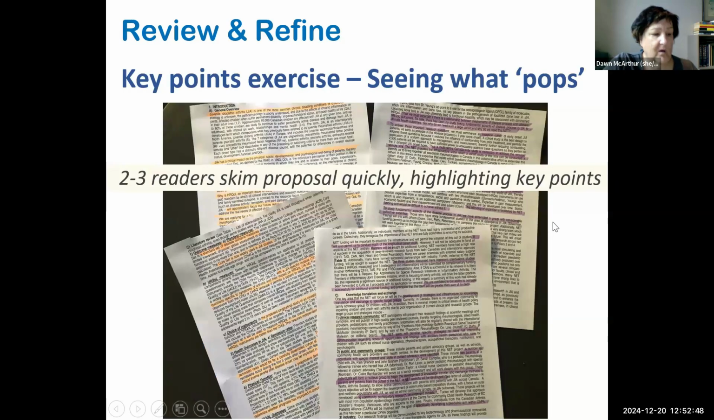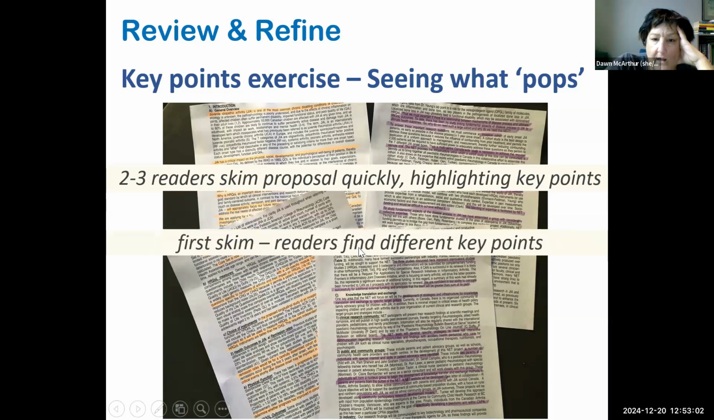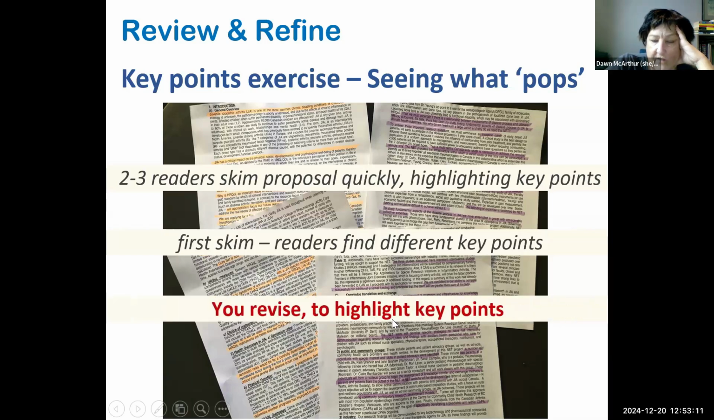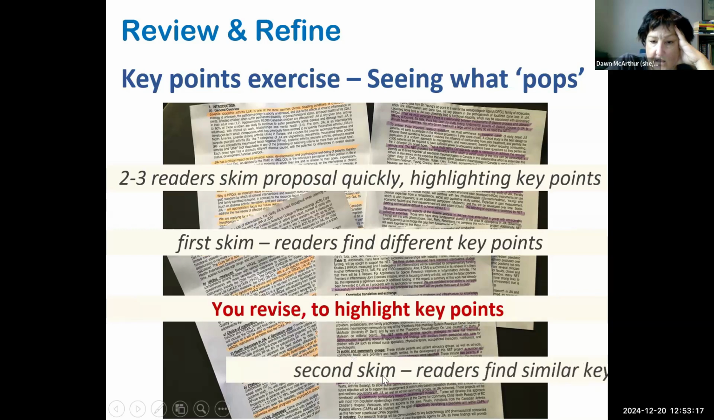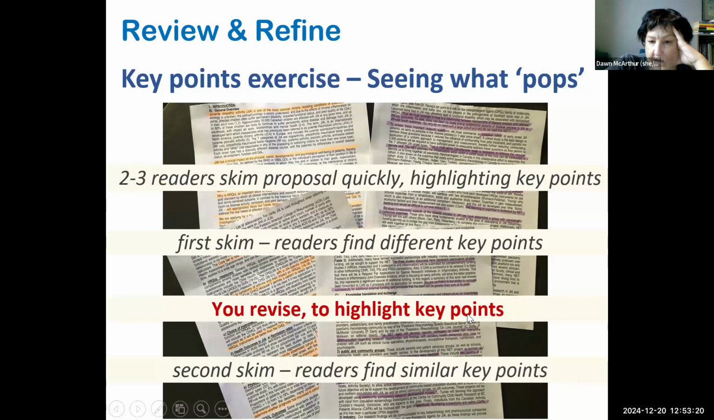I'm going to tell you about one of the exercises we do, which is called the key points exercise. You ask 2 or 3 readers to skim the proposal quickly, highlighting key points. You can do this electronically or on paper. And in the first skim, readers will often find different key points. Different things will pop for them. So what you want to do is you revise it to highlight what you think are the key points, and you ask them to do it again. And they will often find similar key points if you've done that.